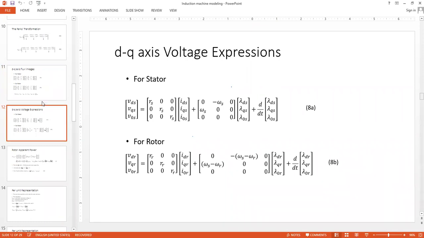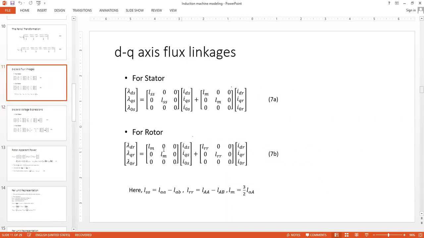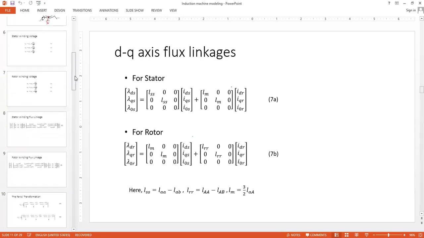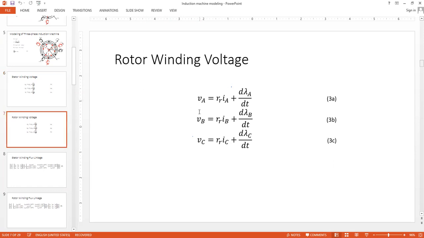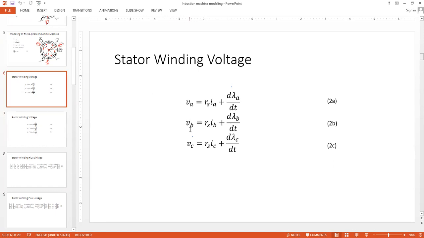So we are done with the flux linkage expressions in 7a and 7b, but similarly we also have some voltage expressions. We applied the KVLs for each of the three phases for the stator winding, phase A, phase B, and phase C. Similarly for the rotor winding, it was phase A, B, and C. So now as you can clearly see, this is the ABC frame, equation 2A up to 2C. This is for the stator. So we need to apply TDQ0S to transform it into VDS, VQS, and V0S, and so on.